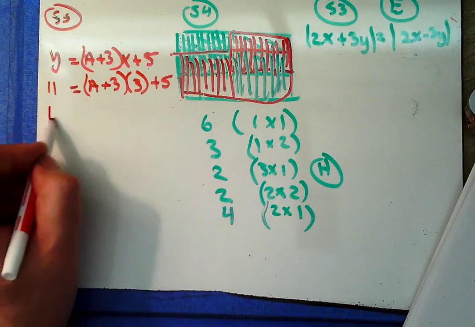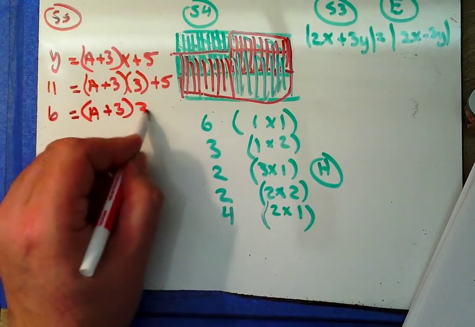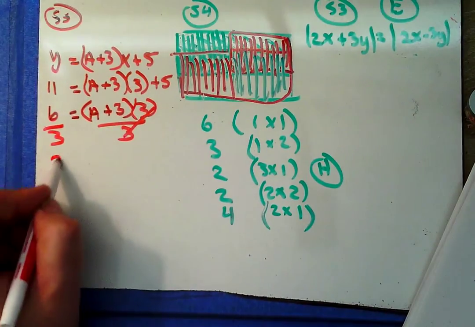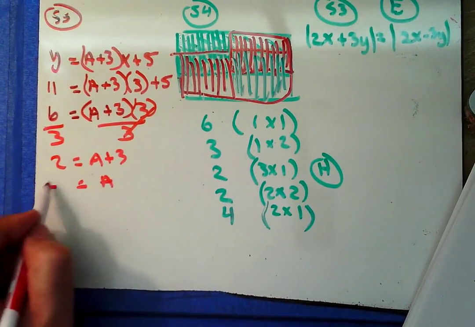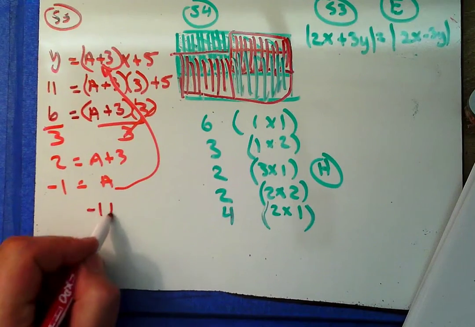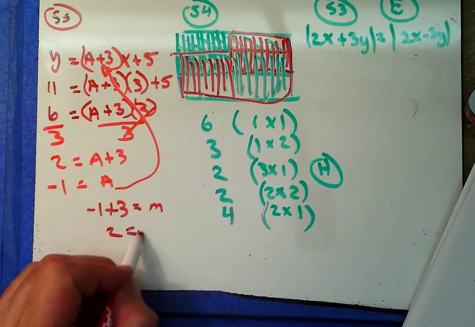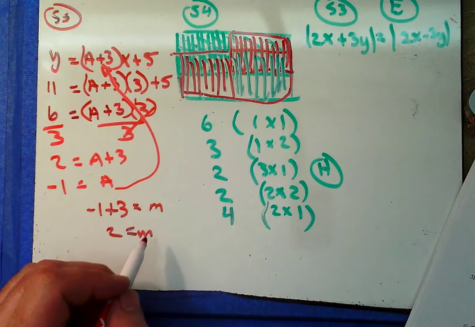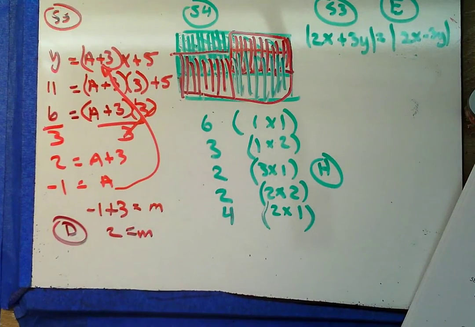I'm going to subtract 5. A plus 3 times 3. I'm going to divide by 3. I get 2 equals A plus 3, so A equals negative 1. If I plug that negative 1 back there, negative 1 plus 3 is my slope, so 2 is my slope. And it says here, what is the slope? And we said 2, so that was D for number 55.